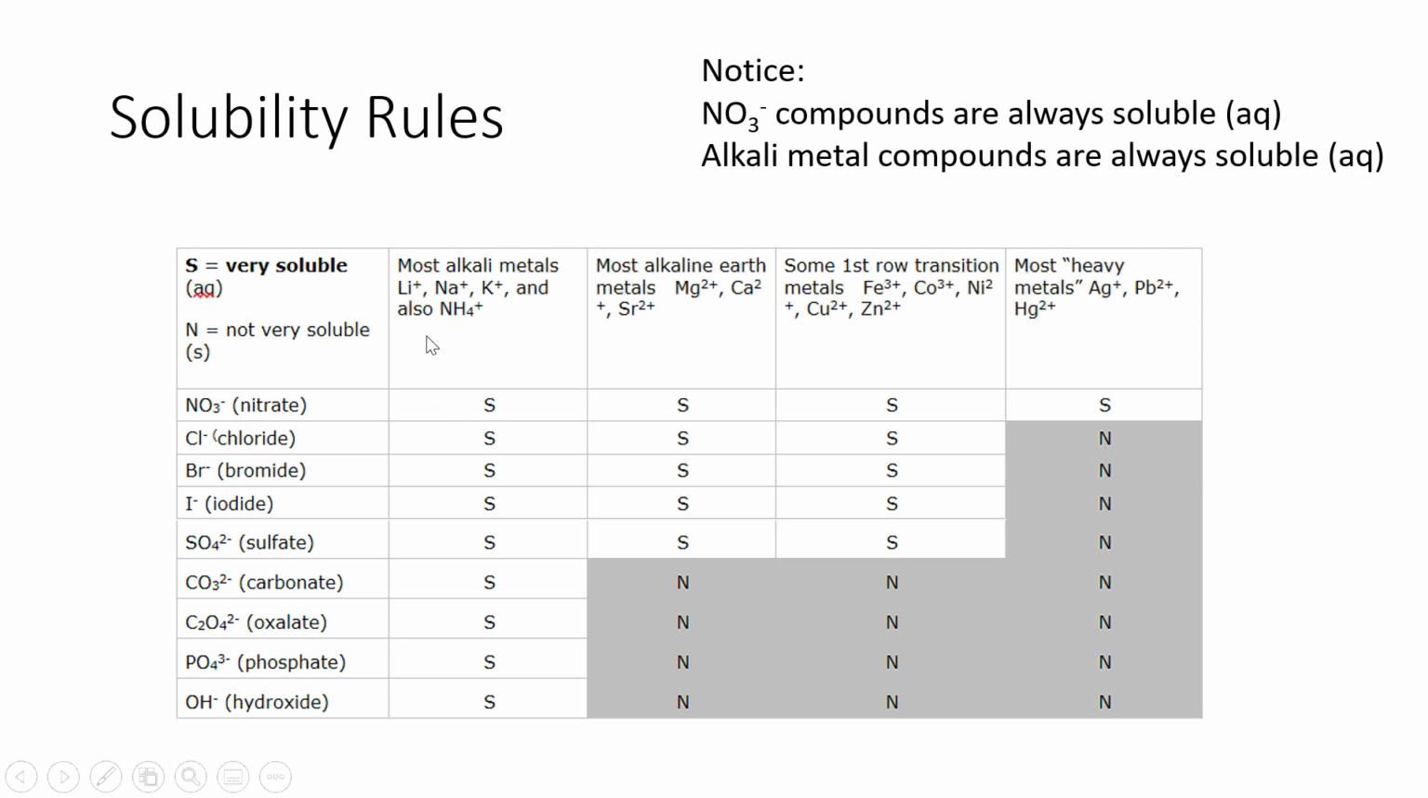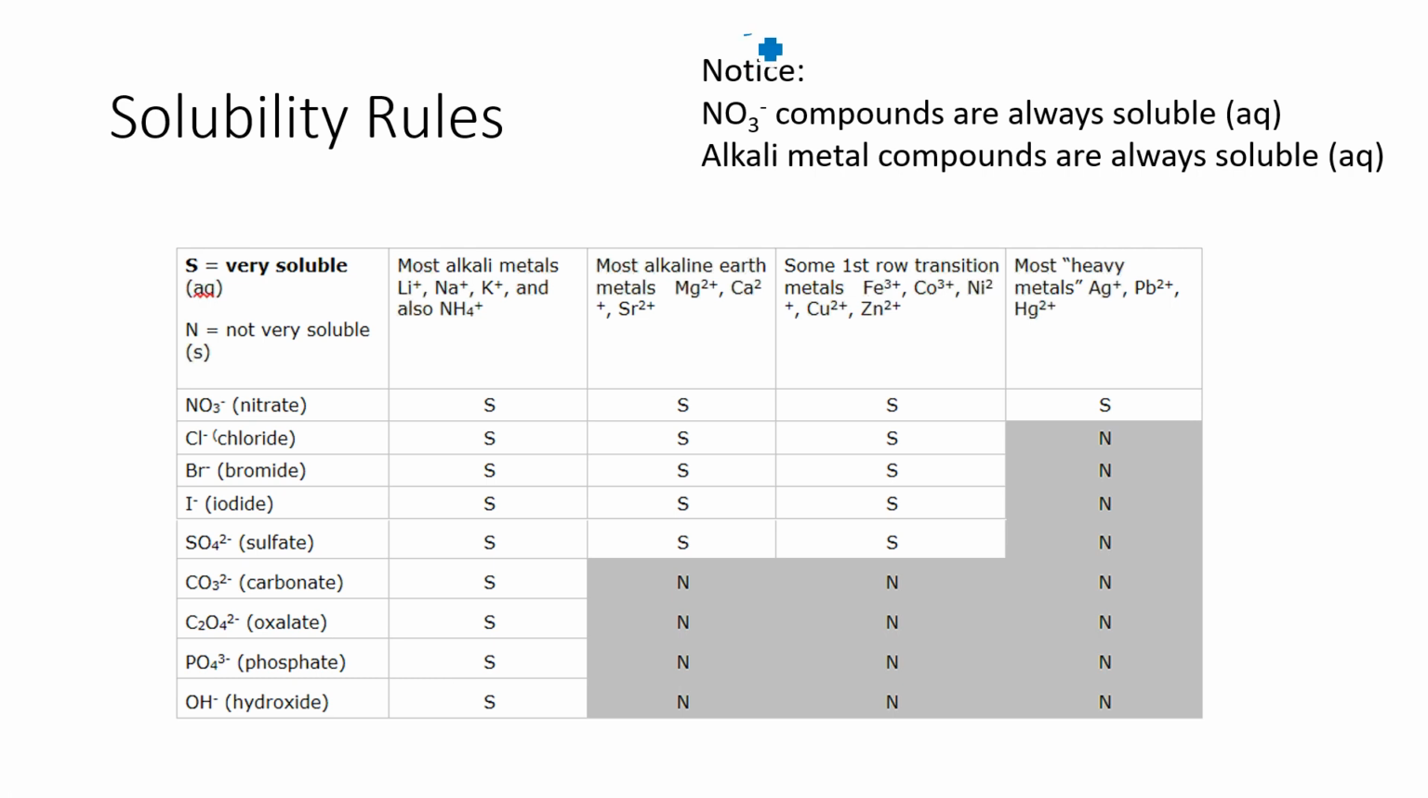And the way you use this table is you kind of look and match things up. So like if something involves lithium and nitrate, you see an S right there. S means soluble, means it dissolves in water. And something that's important to notice is that the entire row with nitrate and the entire column with the alkali metals, lithium, sodium, potassium, these are always soluble. So if you see NO3 in a compound, just assume soluble. Same thing, if you see Na, it's always going to be soluble, no matter what.